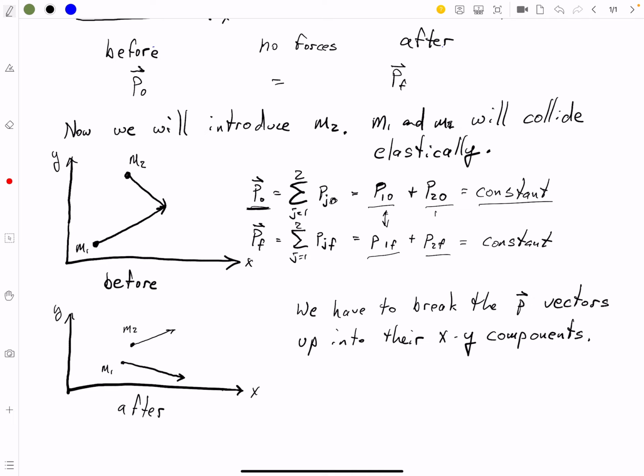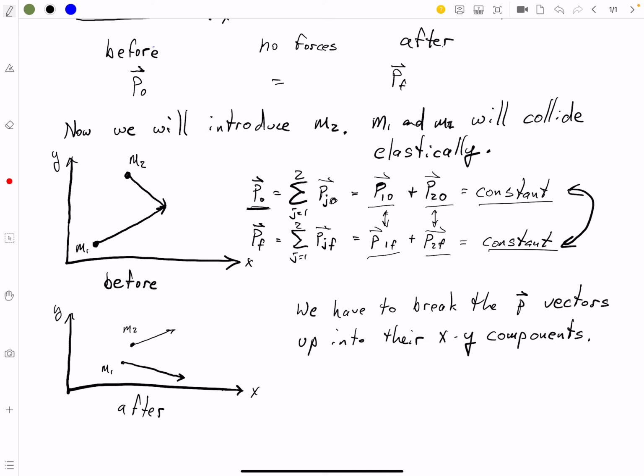These are not the same. The particles have changed their velocities. So individually, not the same. But adding them up together, and you know what? We need vectors on these guys. Adding them up is going to give us a constant. Okay, so that constant makes these two things equivalent. Okay, so P naught and PF are equivalent. Now, so we're doing it. We have to break up the P vectors into their X and Y components.